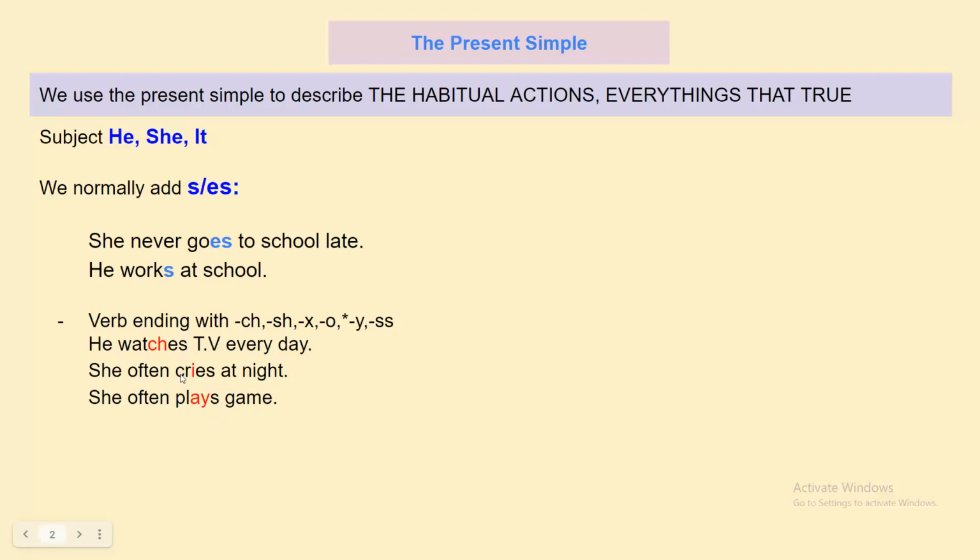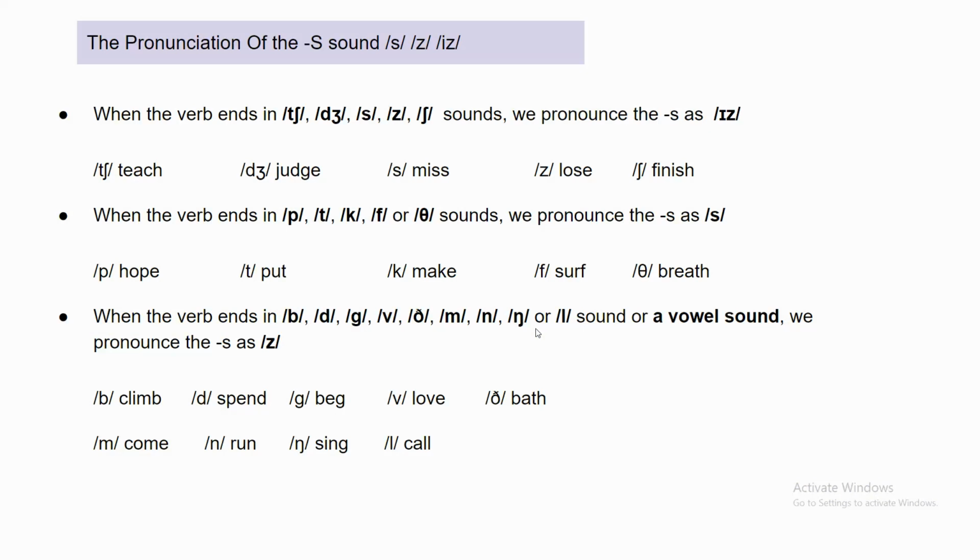When the verb ends in y after a consonant, we change y to i and add es. But when the y is after a vowel, a, e, i, o, u, we add only s to that y. Okay, you can look at the examples. She often cries at night. She often plays games. Okay, so let's take a look at the pronunciation of this sound.